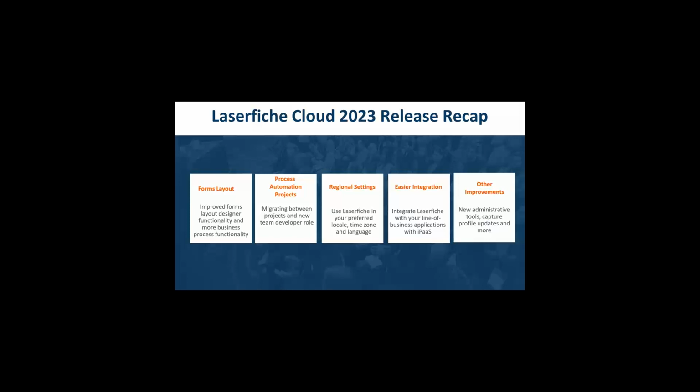Zooming out a bit to process automation as a whole, we'll talk a bit about projects and how that allows you to apply regular security on various users within process automation, and how that also makes it a lot easier for more people to have access to building processes and process components. Taking an even bigger step back to the entire platform, we have some regional settings that were recently implemented in June that we'll take a look at. And then we'll take a look at integrating outside of Laserfiche with new integration platform as a service providers, which allows for easier integrations. Finally, we'll just take a look at some other miscellaneous but important improvements that were released for cloud.